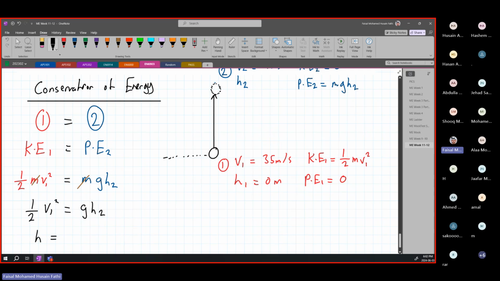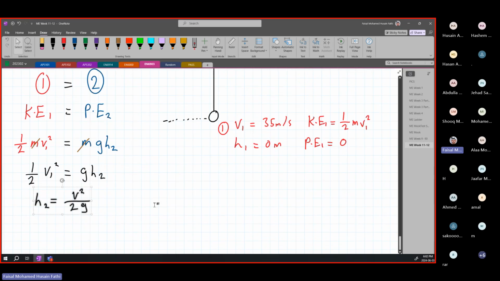You're going to have h2 is equal to v squared over 2g. This is another form of the equation that I said earlier, which is v is equal to square root of 2gh. You can just apply this equation directly because you have the velocity and you have obviously gravity, so you can determine the height directly.